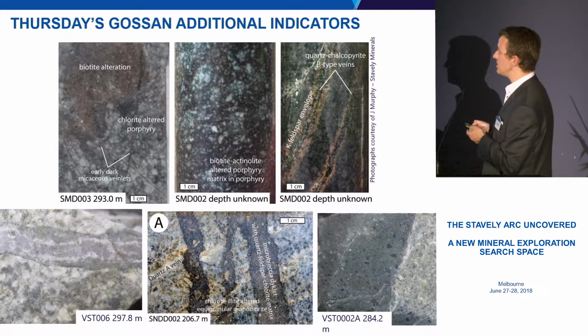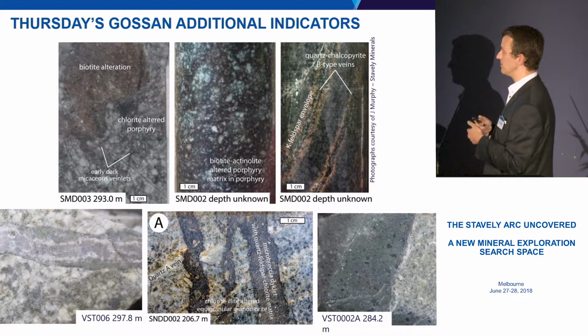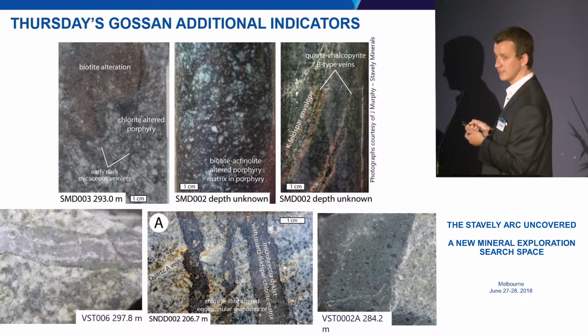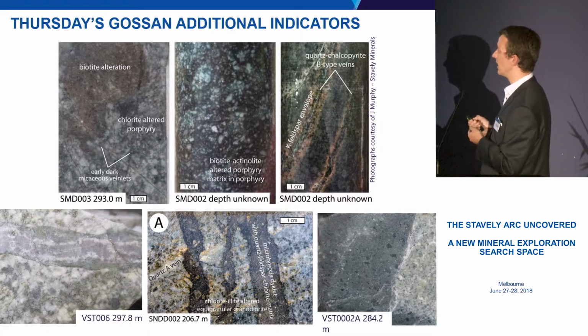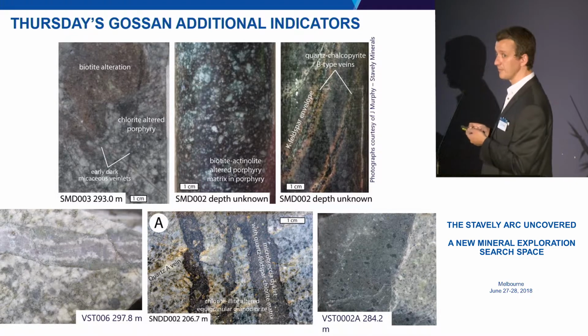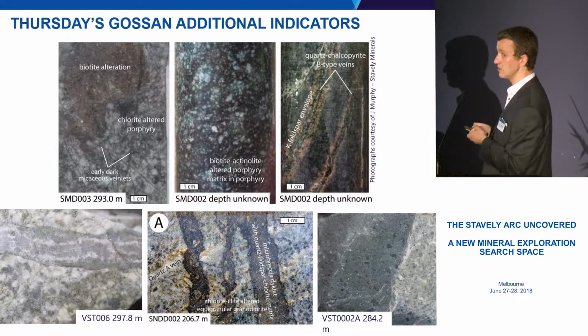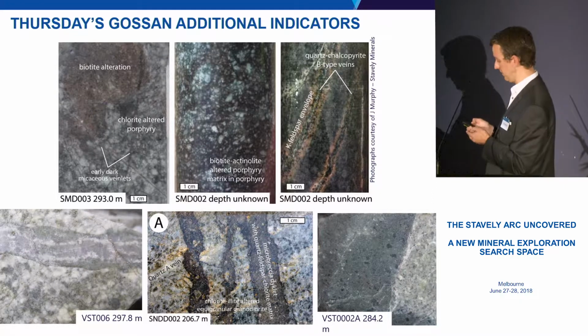In terms of alteration, we're also seeing more positive indicators of potassic alteration, so biotite alteration, biotite-actinolite altered porphyries, K-feldspar veining. But we also see textures that are indicative of a highly fluidised environment. So we see things that could be interpreted as UST textures. We also see fluidised micro-breccias, and we see multiple phases of intrusion, so all positive indicators.